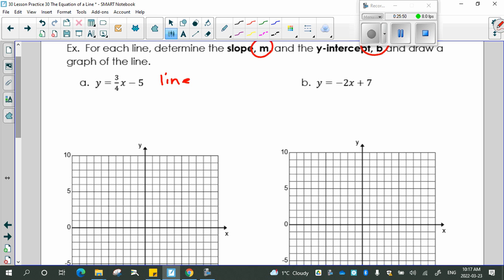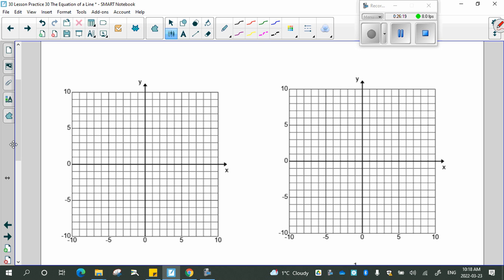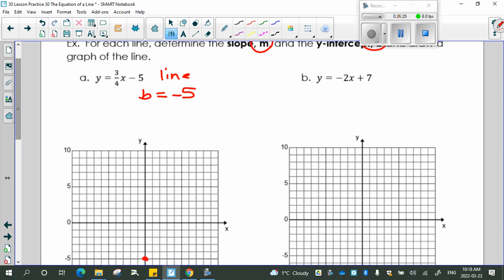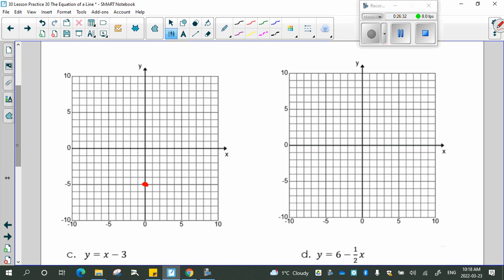So first thing I'm going to do is figure out what the y-intercept of the line is. Can anyone tell me what the y-intercept of the line is? I know it's where it touches the y-axis. Based on this equation, what's the y-intercept? -5. Okay, so then you're going to go to your y-axis and put a point at -5. 1, 2, 3, 4, 5. I know that point's on the line, William, because my y-intercept is -5. So I right away know that -5 is on my line. Put it on your line.